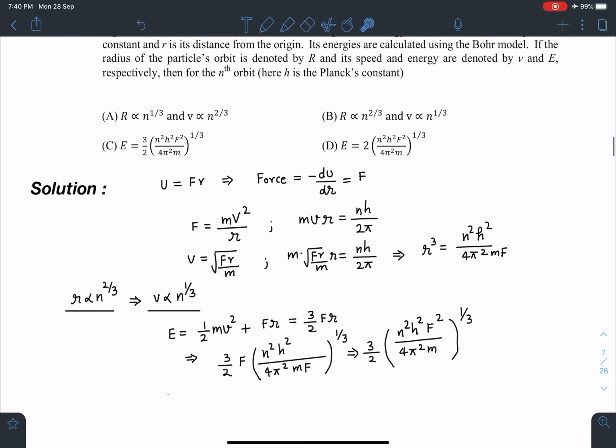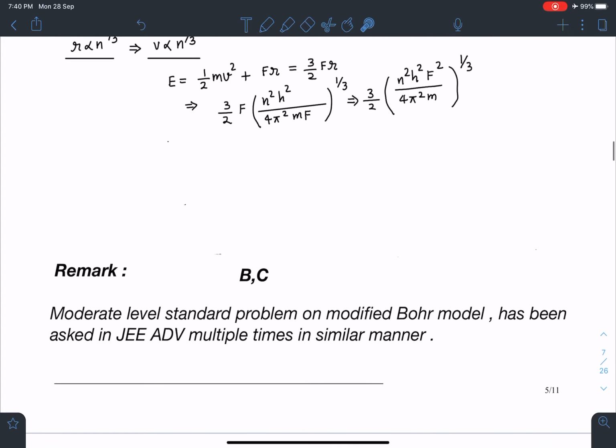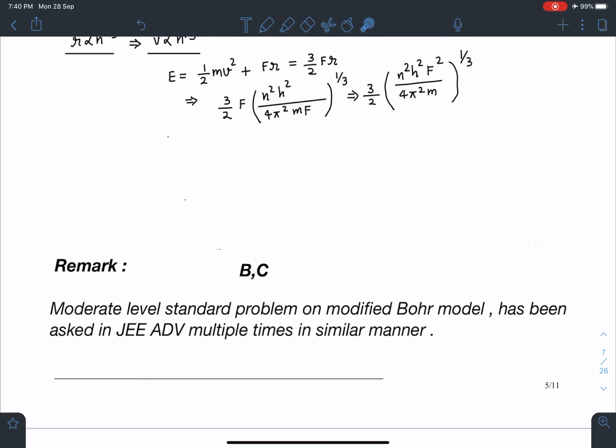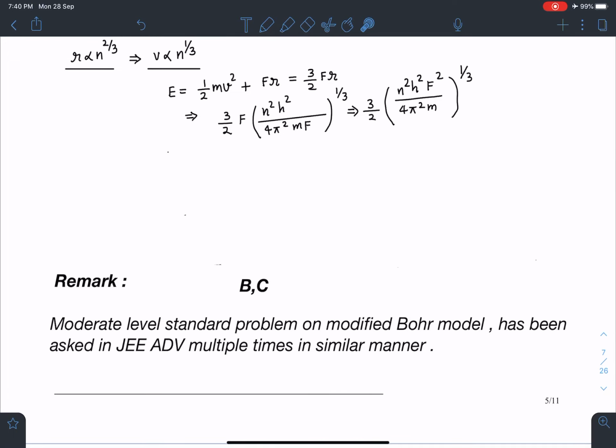Similarly, I can write the total energy of this particle: half mv square plus potential energy Fr. If I substitute the value of v here, I'll be getting this answer as 3 by 2 into (n square h square F square by 4 pi square m) to the power 1 by 3. So this is option C. So B and C are the right answers for this question, and I'll keep this question in moderate level. A standard problem of the modified Bohr model has been asked in JEE Advanced multiple times in a similar manner, where the potential function will change and they will ask you to apply the Bohr model to that.